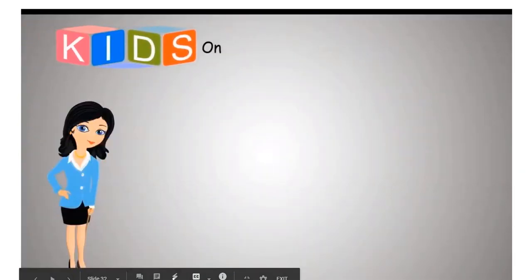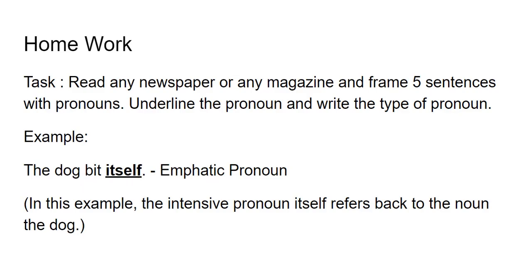Now homework time. The task is you are supposed to read any newspaper or any magazine, whichever is available to you, and you have to frame 5 sentences with pronouns, and you have to underline the pronoun and write the type of pronoun. For example, the dog bit itself. The dog bit itself.